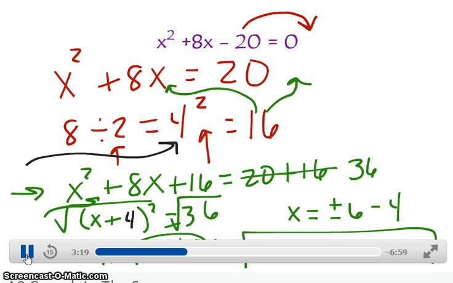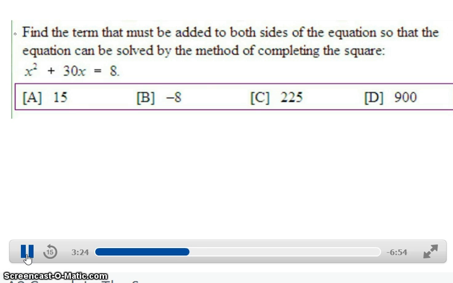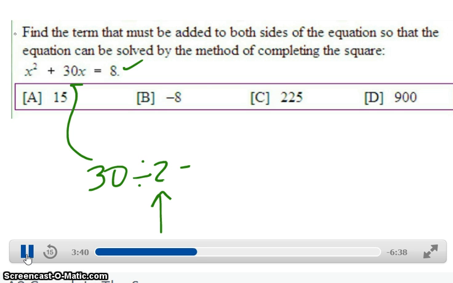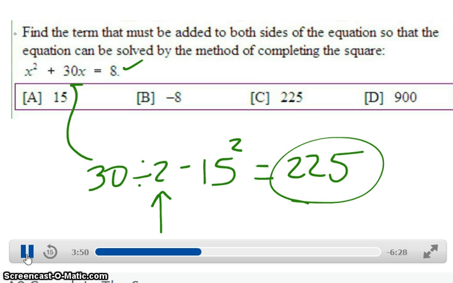Seems confusing, but once you see the pattern, it's not that bad. So find a term that must be added to both sides of the equation. So first of all, get the constant by itself. It already is. Take the number in front of x, so that's 30. Divide that by 2. It's always divided by 2. 30 divided by 2 is 15. This number gets squared. 15 squared is 225. This is what gets added to both sides, so your answer is C.